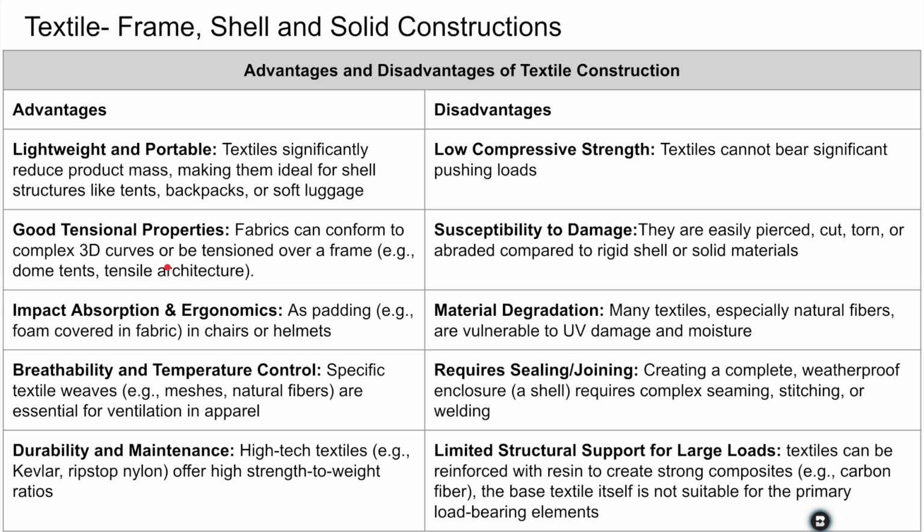Textiles have good tensional properties. Fabrics can conform to complex 3D curves and be tensioned over a frame. They have good impact absorption and ergonomics. So you can think of padding in fabric or chairs or helmets. And also bulletproof vests and things like that are made out of certain types of fabrics, specifically Kevlar.